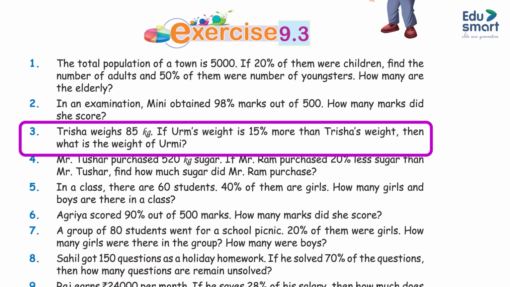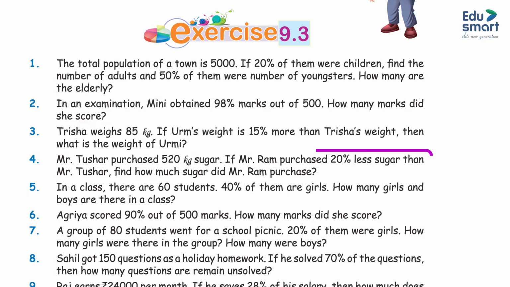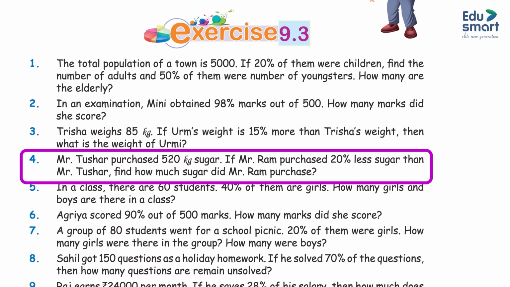If Urmi's weight is 50% more than Trisha's weight, then what is the weight of Urmi? Answer 97.75. Question 4. Mr. Tushar purchased 520 kg sugar. If Mr. Ram purchased 12% less sugar than Mr. Tushar, find how much sugar Mr. Ram purchased. Answer 416.